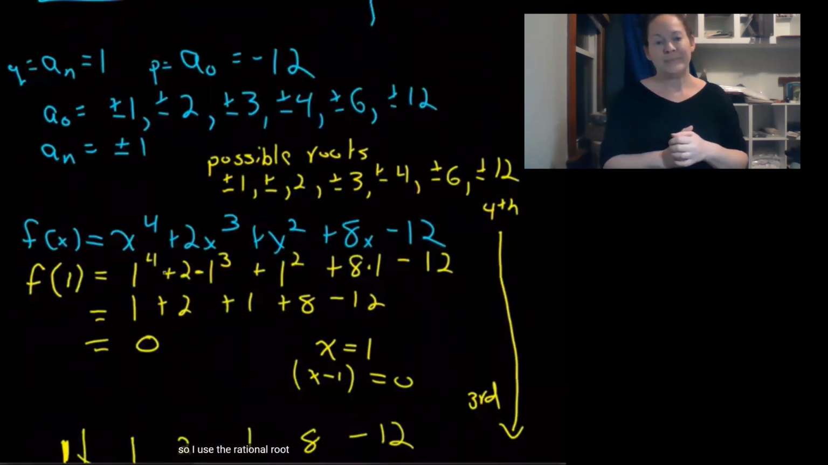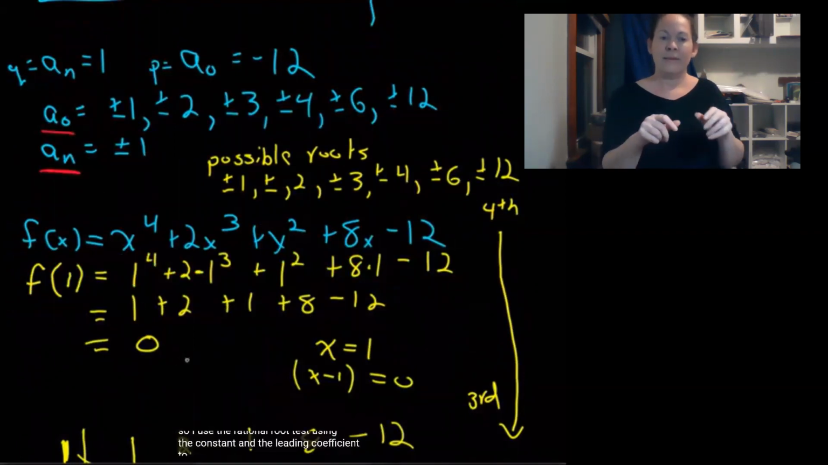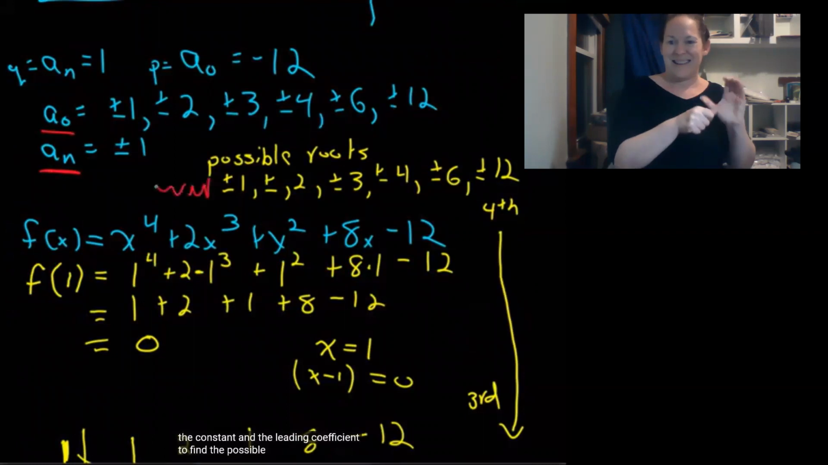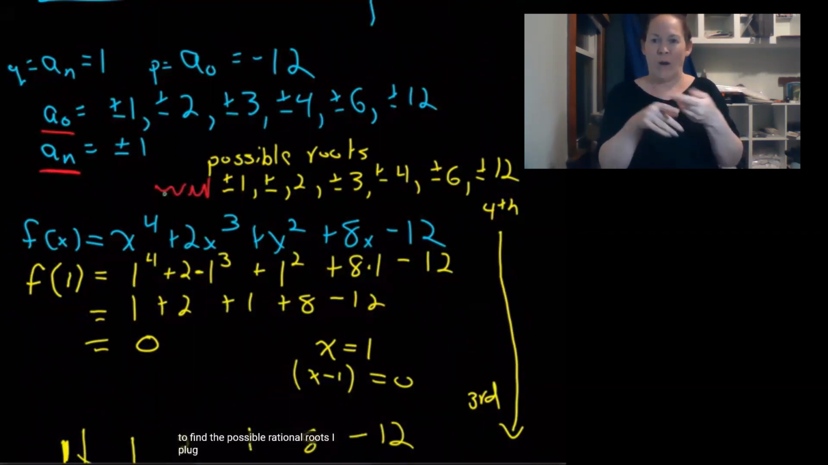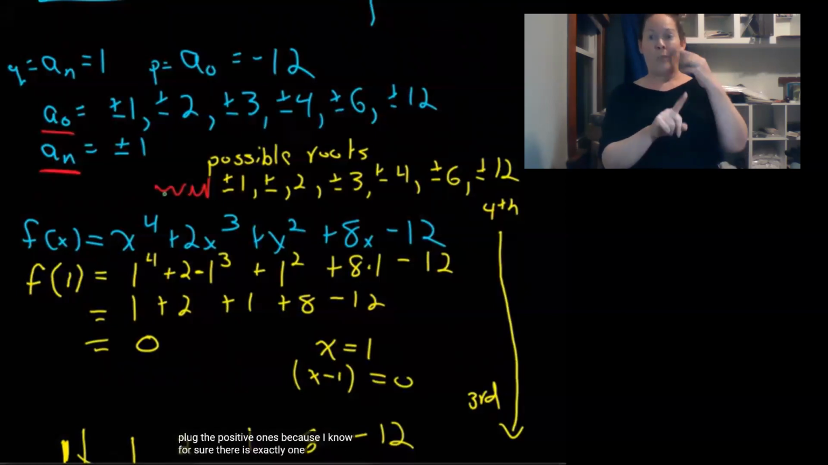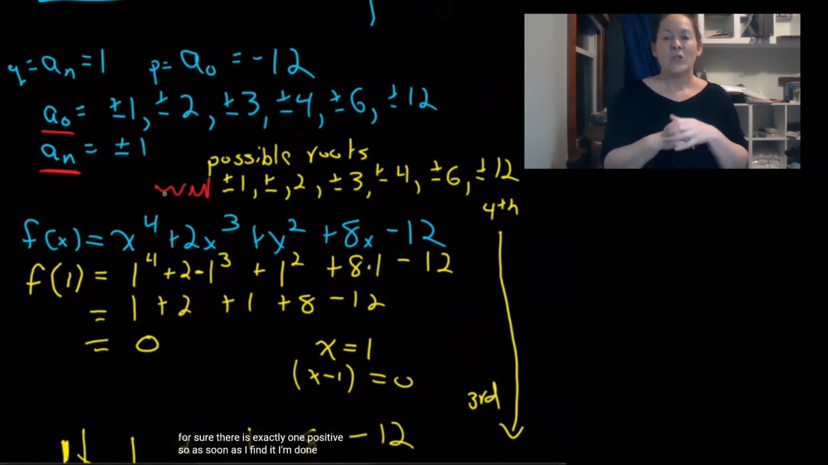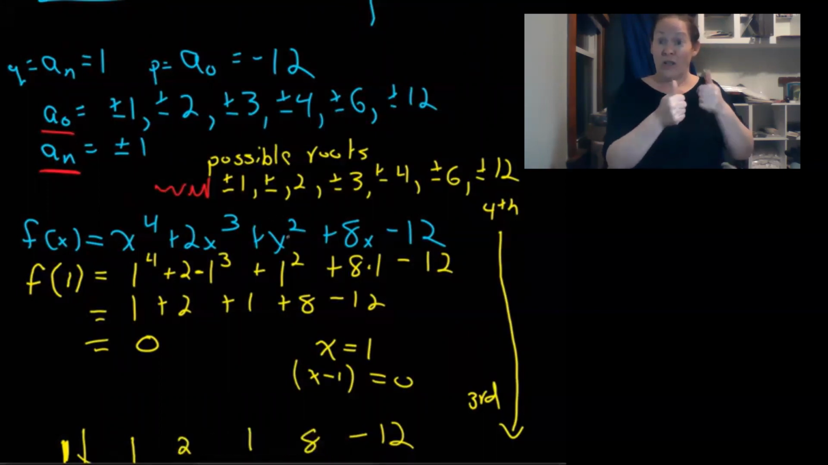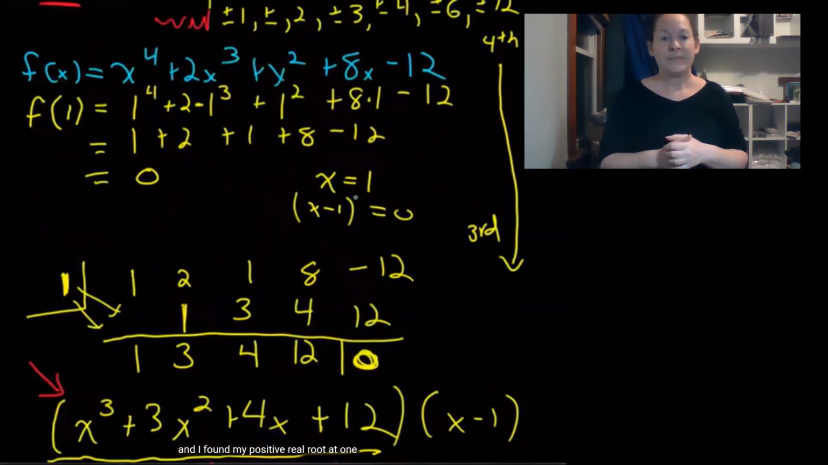So I use the rational root test, using the constant and the leading coefficient to find the possible rational roots. I plug in the positive ones because I know for sure there is exactly one positive root. So as soon as I find it, I'm done. And I found my positive real root at 1.